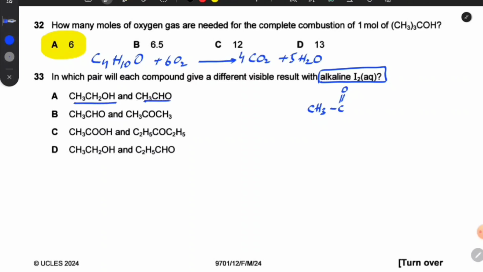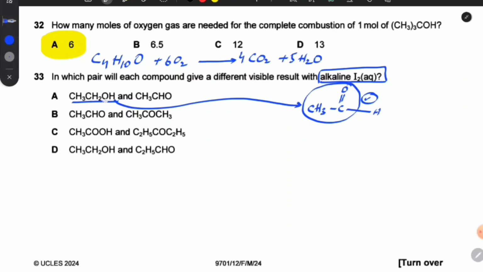Now option A. There are two compounds, and we want to distinguish them with the help of the iodoform test. This is ethanol, and this is our aldehyde, and because it has two carbons, it is ethanaldehyde or acetaldehyde. So this aldehyde has this structure. It means that it will give us an iodoform test. And when you oxidize this primary alcohol, ethanol, you will get this aldehyde, ethanaldehyde.